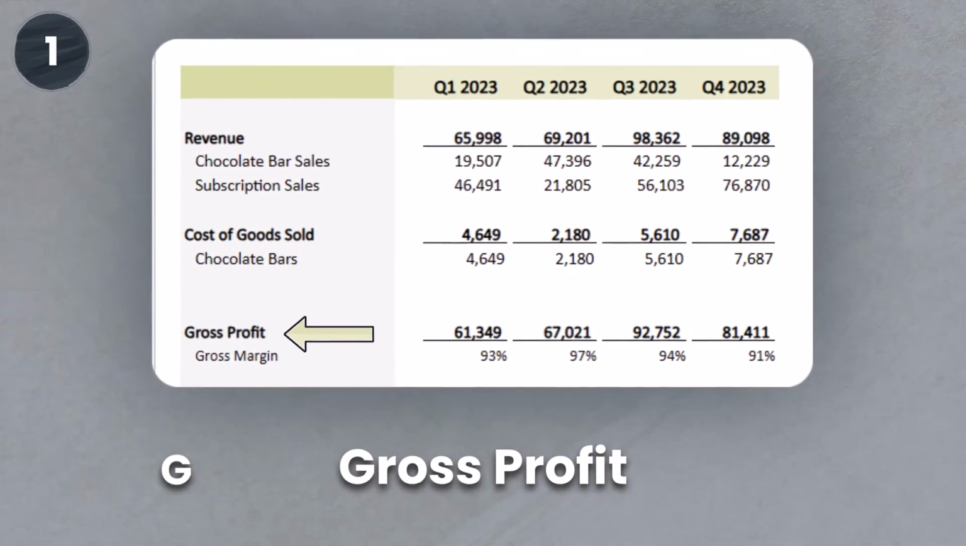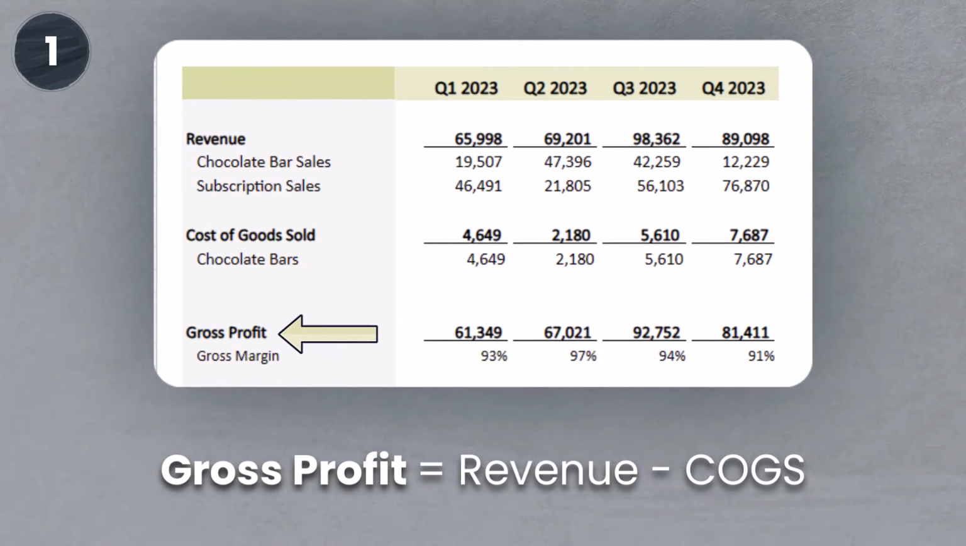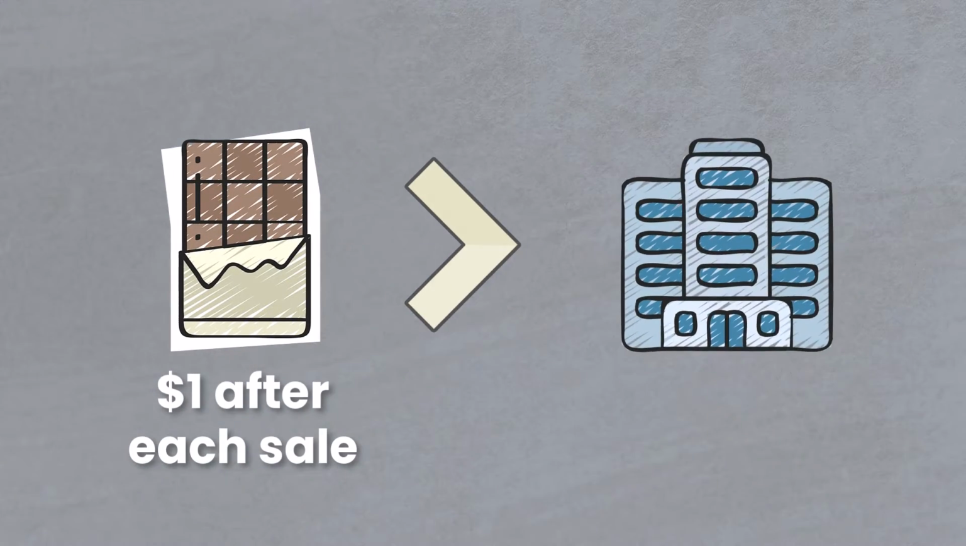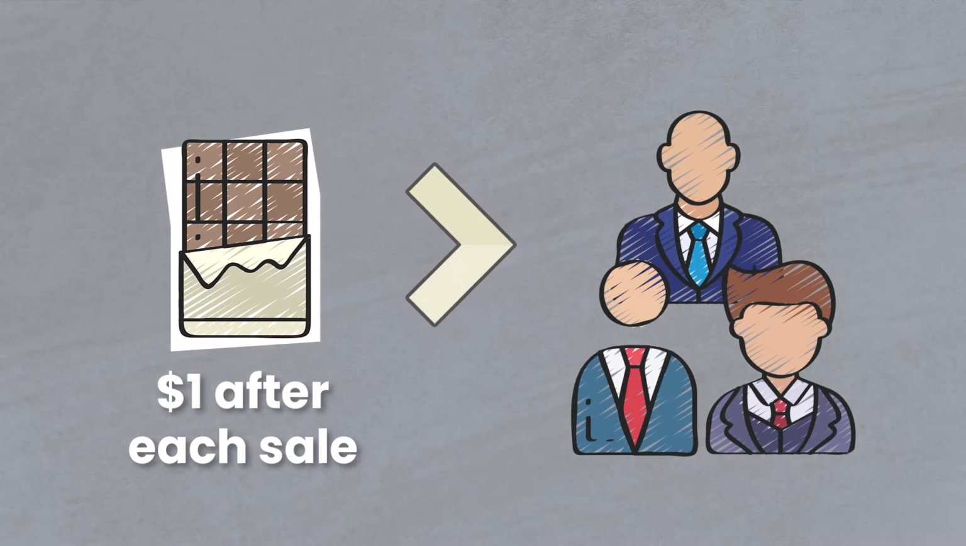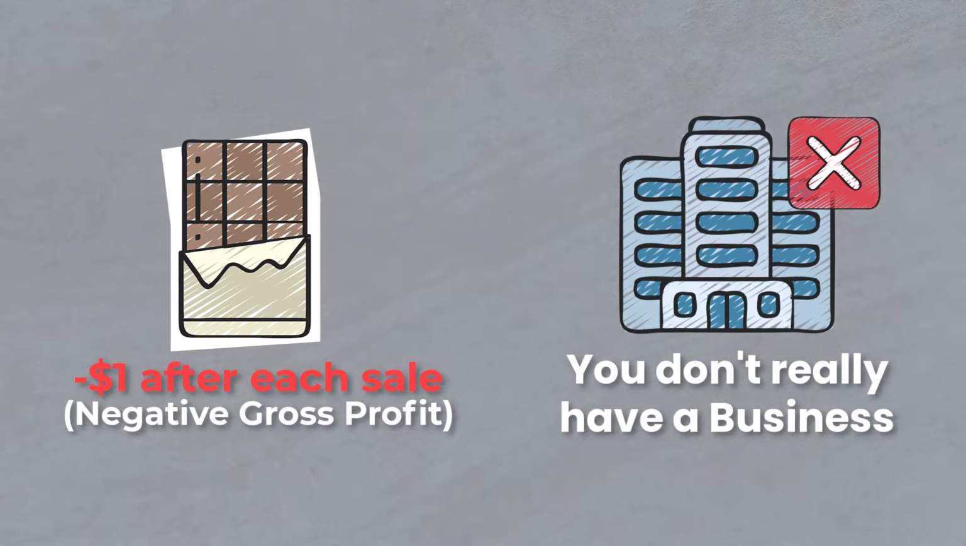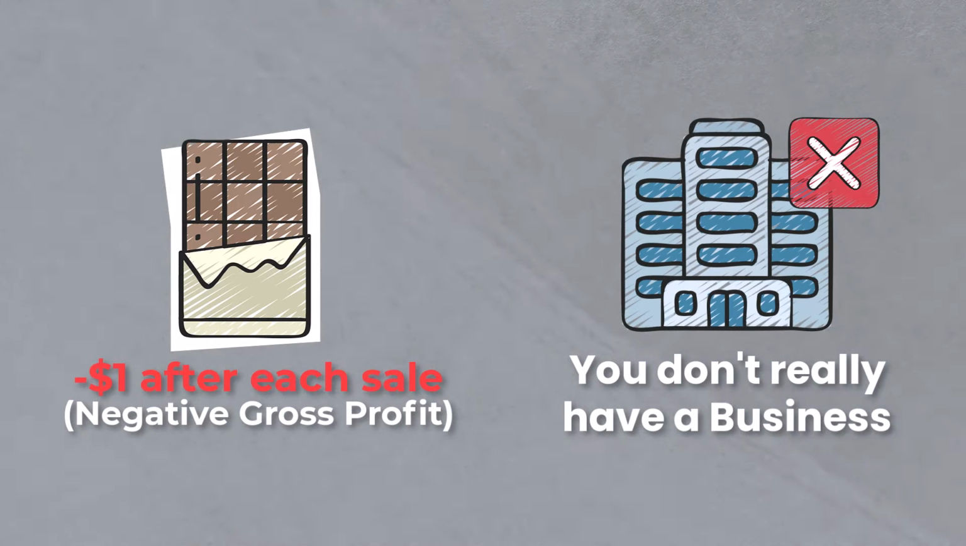All right, now we get to our very first profitability metric, gross profit. Gross profit represents the amount of income that's left over after you subtract out your cost to deliver that income. You want this number to be as high as possible because each dollar that remains after each sale can either be invested back into the business or paid out to the owners of the business. If you have a negative gross profit, you don't really have a business, because that means every time that you sell something, you lose money.